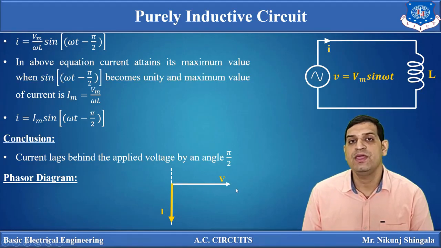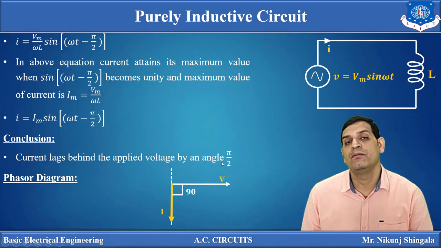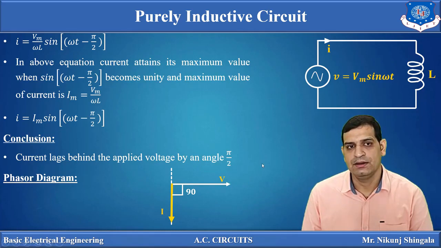Now we have taken reference v here and current is lagging behind applied voltage by pi by 2. So current will be drawn in the negative direction, in the downward direction, and the angle between v and i is pi by 2. This is how you can draw the phasor diagram based on the expressions of applied voltage and resulting current.